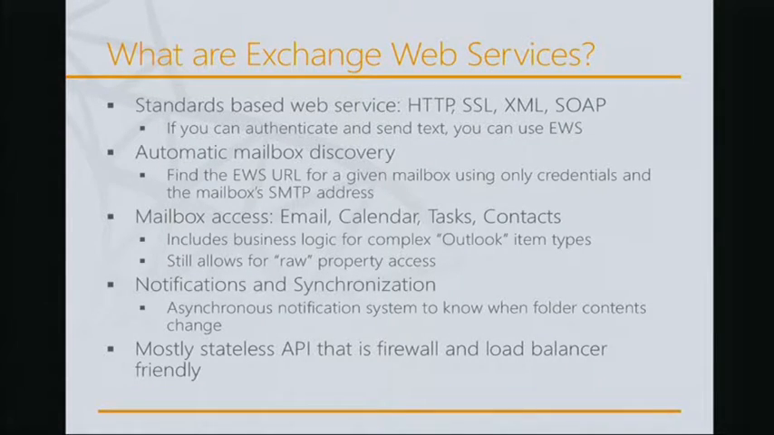Auto-discover is the ability for you to specify an email address and credentials and then go and find out the endpoint with which to connect into. So we use a standards-based API. Once you have that endpoint, you can use standard APIs to connect and look at things such as email, calendar, contacts, and task information. And then using that type of data, you can actually get access to it.